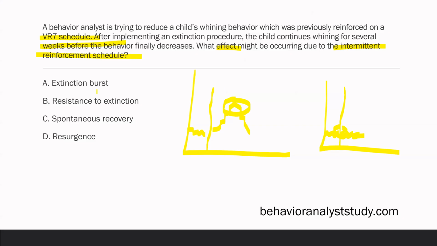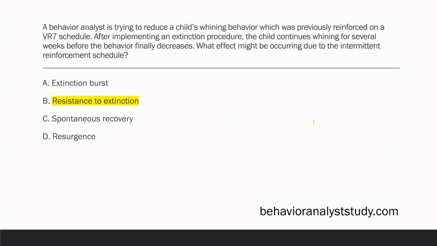What likely occurred was B, resistance to extinction. And the key is this intermittent schedule. The thinner the schedule is, the more likely it is that resistance to extinction is going to occur. So this behavior was highly resistant to extinction over several weeks. Spontaneous recovery occurs after the extinction burst, once behavior is already decreased, and then behavior suddenly comes back. Same as resurgence. So when the behavior is just simply not responding to extinction because of the intermittent schedule, we call that resistance to extinction.